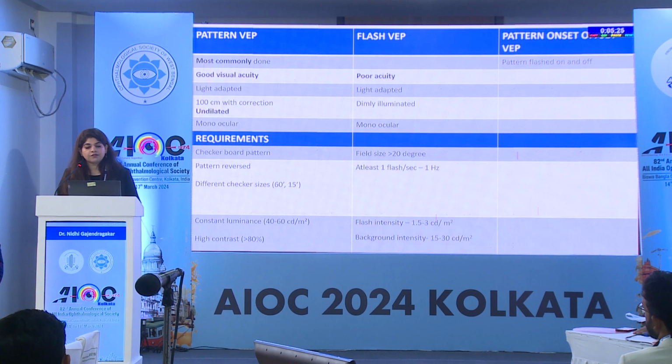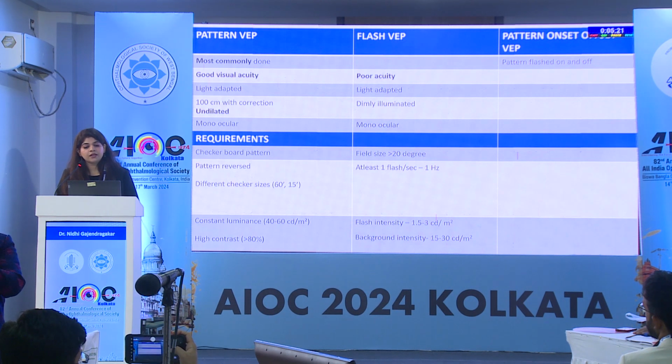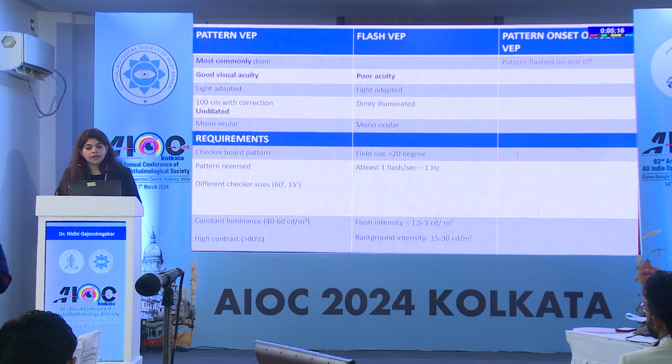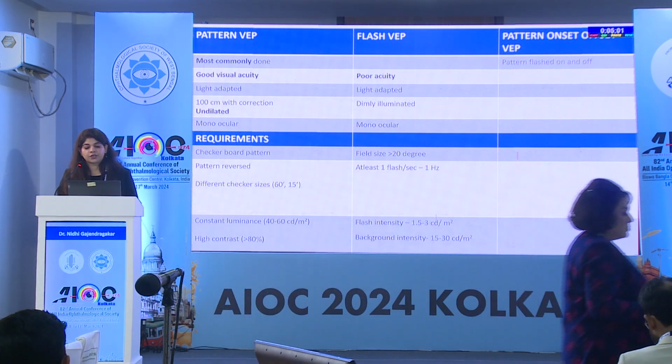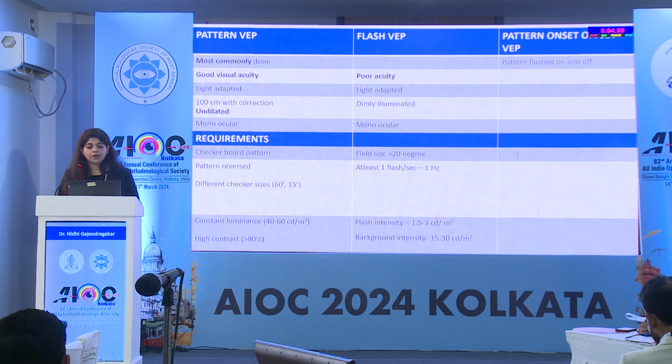Flash VEP is done for patients who have poor visual acuity. Here also the patient would be light adapted. The room will be dimly illuminated and done monocularly. In pattern VEP, we have a checkerboard pattern in which the pattern is reversed. We have different check sizes and a constant luminance and high contrast. In flash VEP, we need the field size to be more than 20 degrees and at least one flash per second, that is a frequency of 1 hertz, with high flash intensity and background intensity.